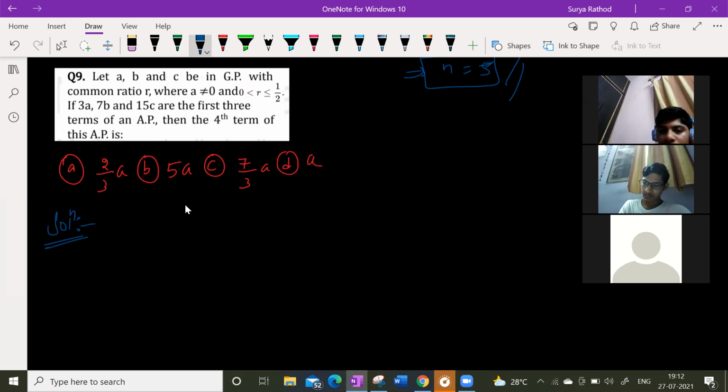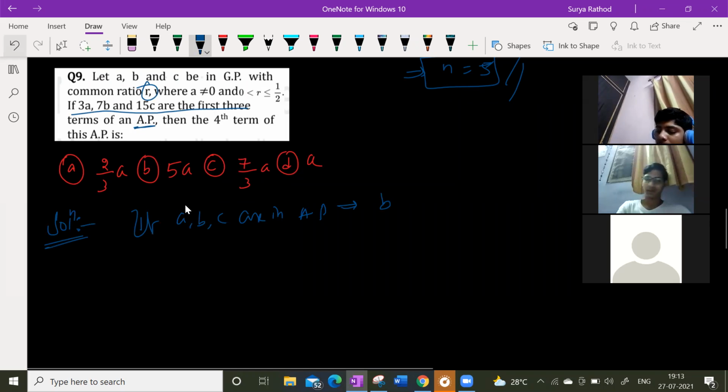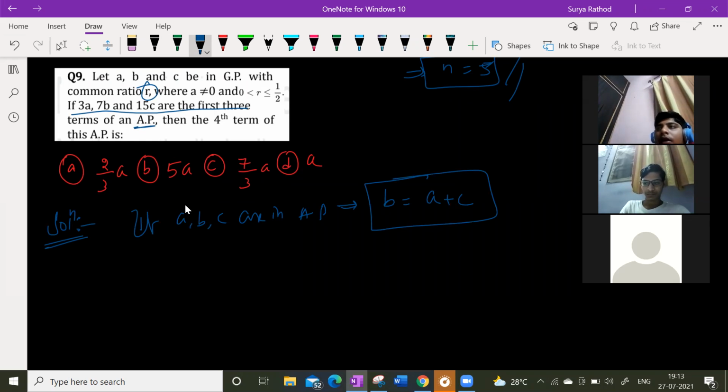See here, let A, B, C be in GP with common ratio R, and 3A, 7B, 15C are the first three terms of an AP. I told you, if A, B, C are in AP, then what is the formula I told you? Look at the screen. The middle term is equal to the sum of extremes, so 2 times B is equal to the sum of extremes. This is the formula I told you.